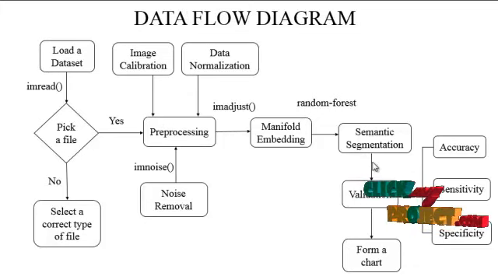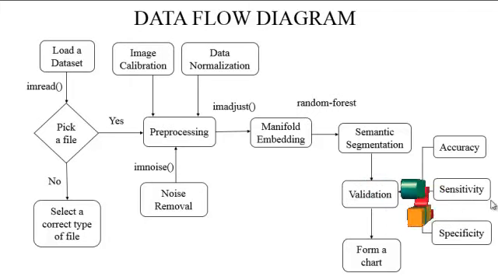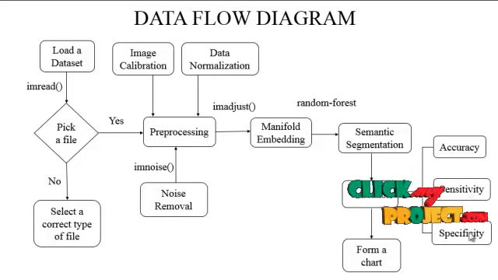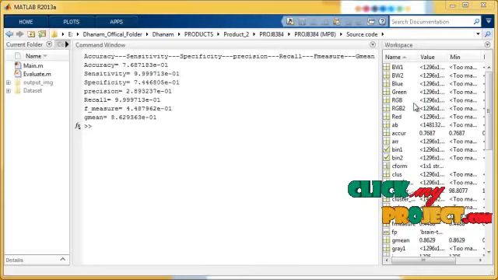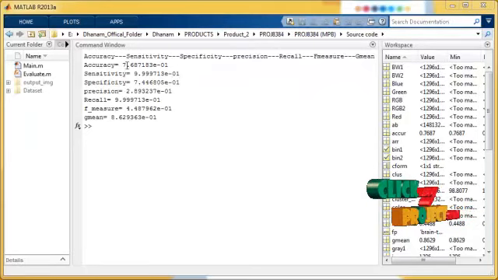After the tumor parts extraction, we apply the validation of this image. In the validation part, we must follow three measures: accuracy, sensitivity and specificity. We can also follow precision, recall, F-measure and G-mean. Using these results, finally we form a demo of manifold embedding of the brain tumor image.